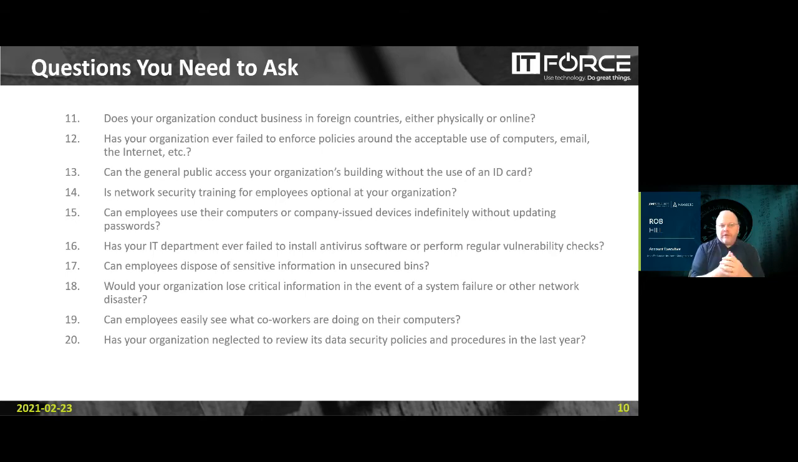I'll use an example on one of these questions that is about the email side, about being scammed. I've actually had this happen in my own organization.